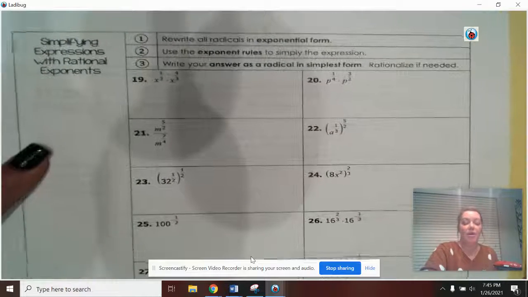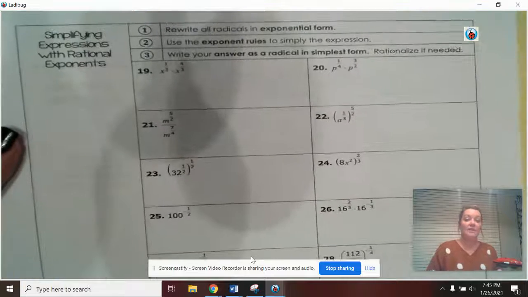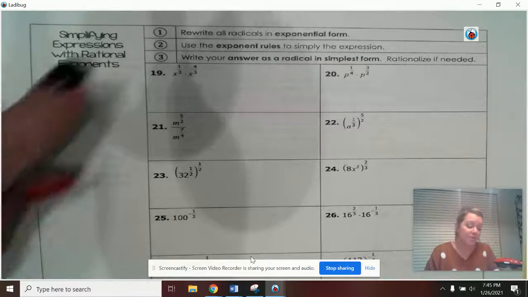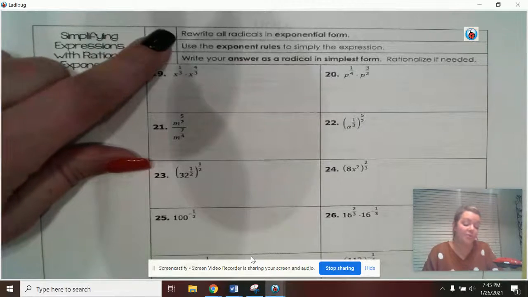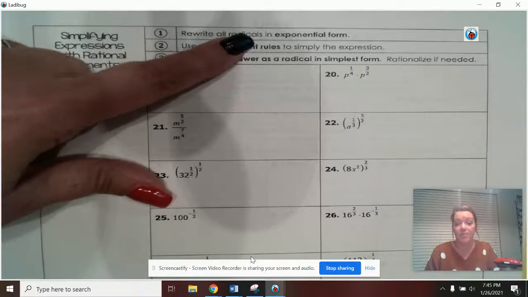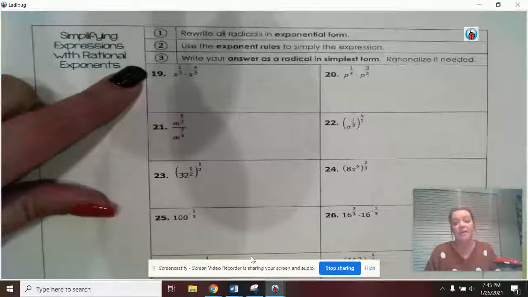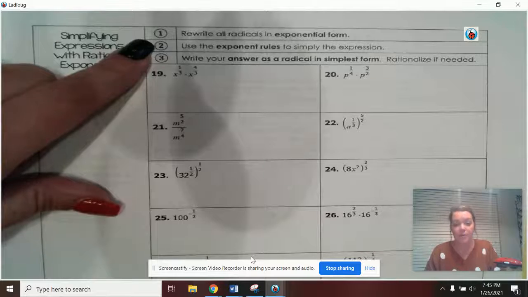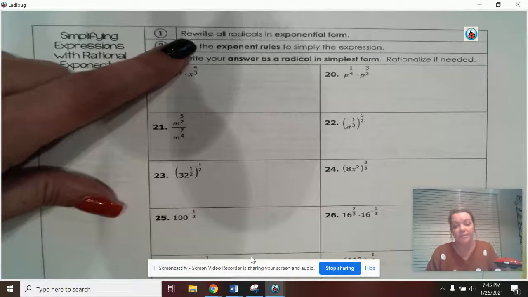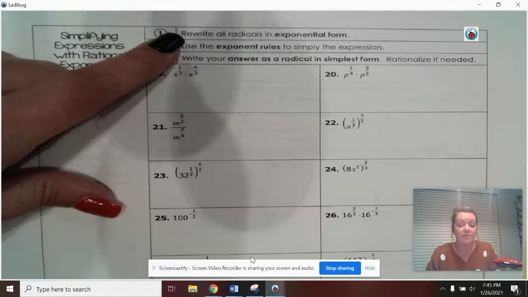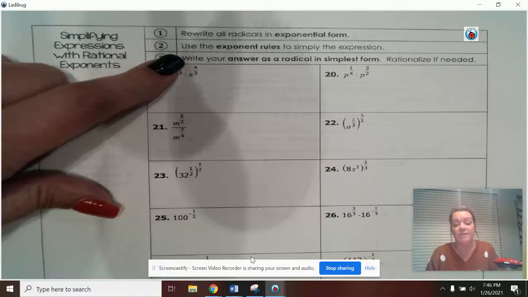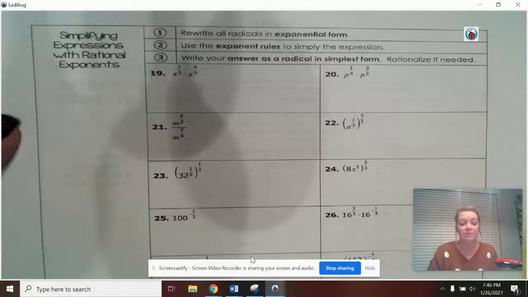Right, on the back are some more examples that say simplifying expressions with rational exponents. There are some directions up here at the top. First of all, it tells you to rewrite all the radicals in exponential form. So we're going to take the radicals and write them as exponentials if we have radicals to start with. Then we use our exponent rules to simplify. We went over exponent rules in the first two videos for today. And then you write your answer as a radical in simplest form and rationalize if we need to.